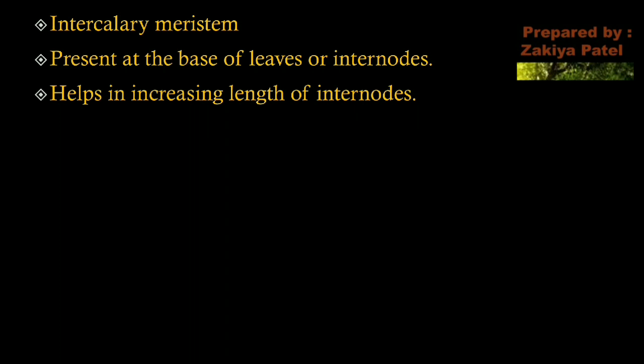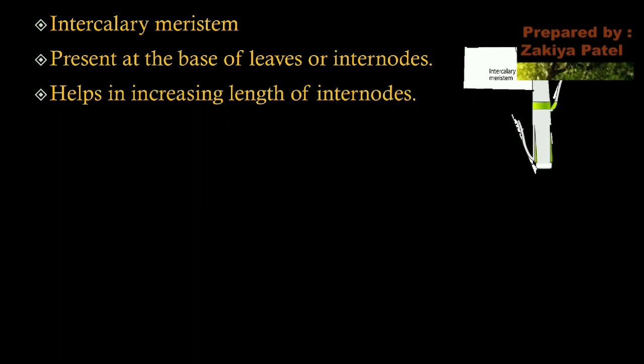It is present at the base of leaves or internodes. In this figure you can see that if this is the stem of a plant, from here one branch occurs, from here one branch, or we can say one leaf. So this intercalary meristem is present at the base of the leaves, meaning from where the leaf starts growing, and between the internodes. What is the function of this intercalary meristem?